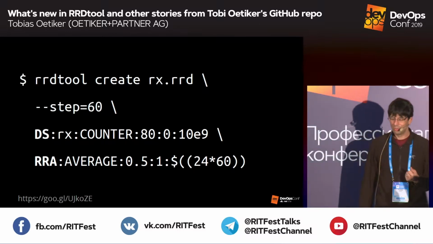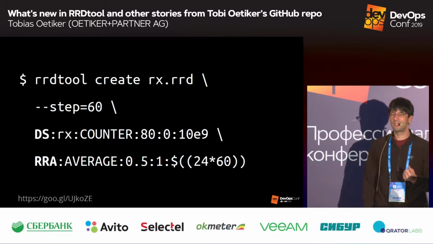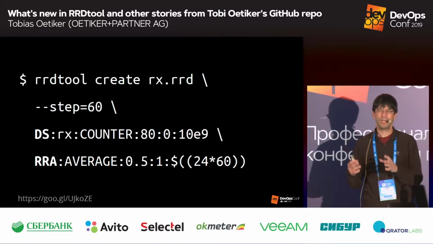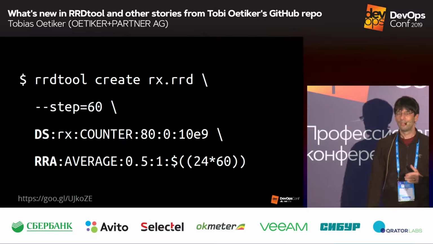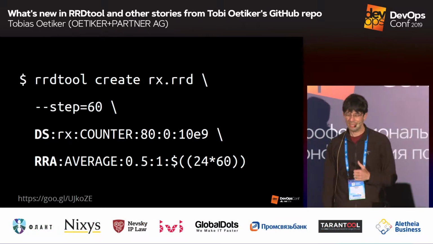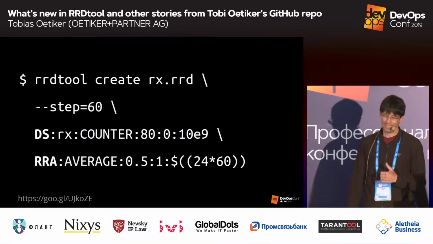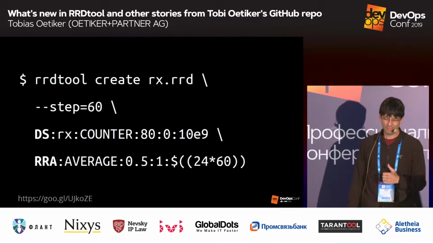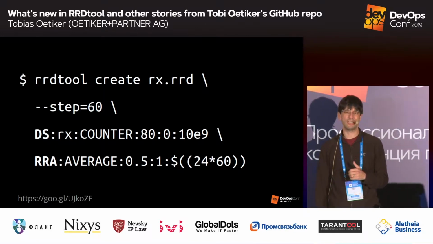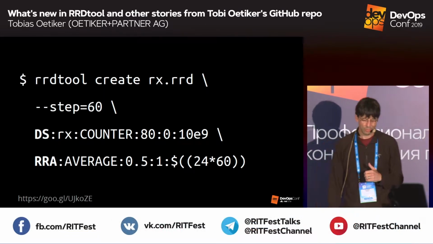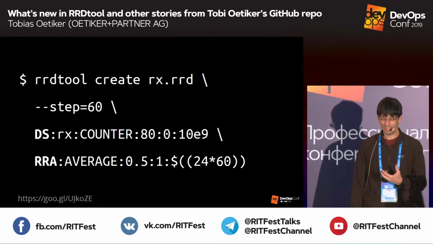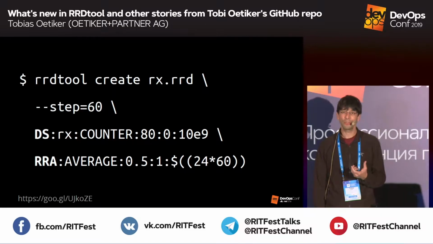The way RRDtool deals with time series data is that when you set up the database, you already specify quite a lot about the nature of this data you want to store. So here I'm setting up a database. It's called RxRD, and I'm telling RRDtool that it should store data every 60 seconds. And I'm also telling it that that data which I'm going to store is counter data.